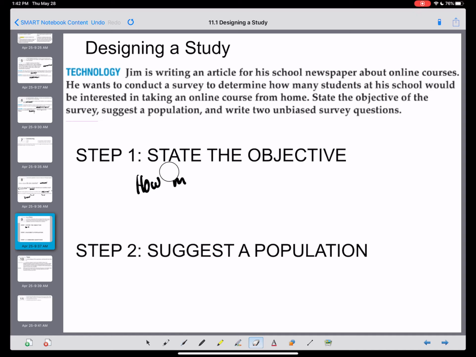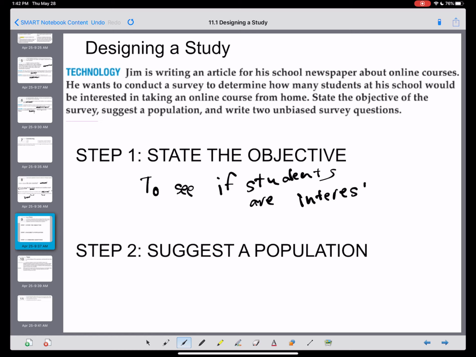So the objective isn't to see if students are interested in taking online classes. Okay, to see if students are interested in taking online classes, that's the objective. Like, that's what we want to do. We want to see it.